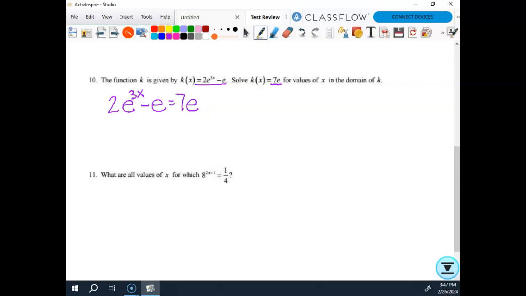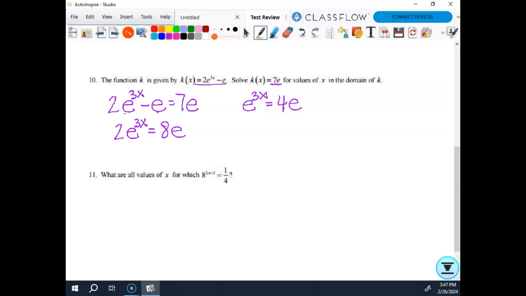All right, well, I can't combine these two. This isn't a log, so there are no rules there, but I can add e to both sides, so I get 2e to the 3x power equals, and when I add e to both sides, that'll give me 8e. Now I can divide both sides by 2 and get e to the 3x power equals 4e.